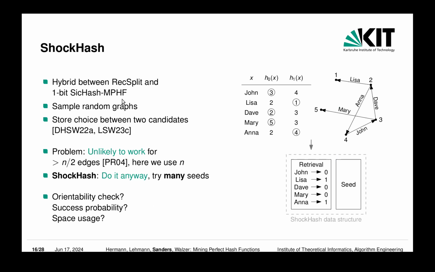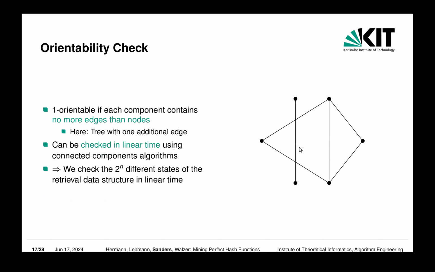The orientability check is very simple. So we have this graph, and you see, any guess whether this thing is orientable? If you see this component here, it has 4 nodes and 5 edges. There's no way to orient it. So basically, it's easy to see that a graph is orientable if each of its components has no more edges than nodes, and that's what we also call a pseudoforest. And that can be easily done in linear time by computing connected components.